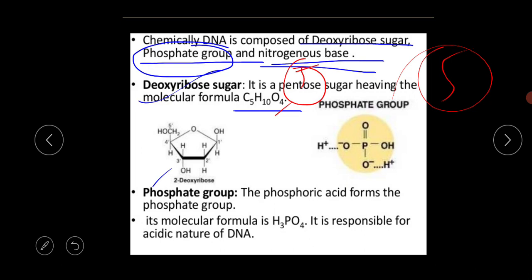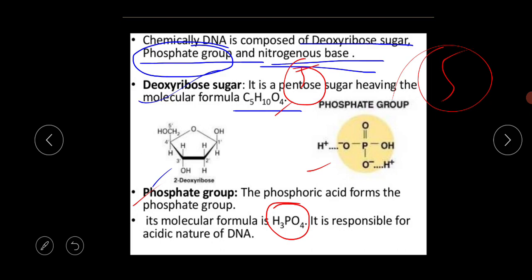Next is the phosphate group. When the nucleotide is formed, a phosphate group is linked to the 5' hydroxyl of the nucleoside through a phosphodiester linkage. Phosphoric acid forms the phosphate group, and the molecular formula is H3PO4.